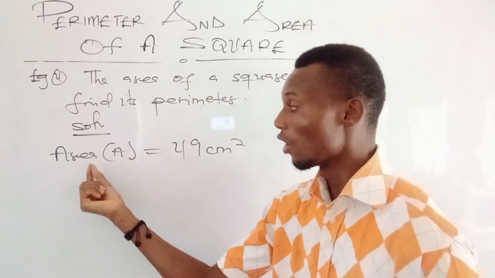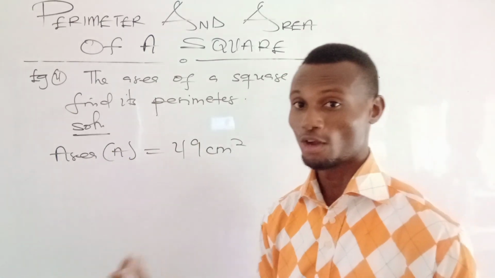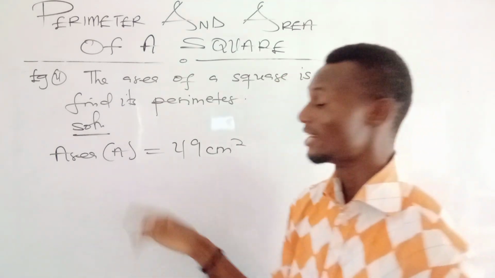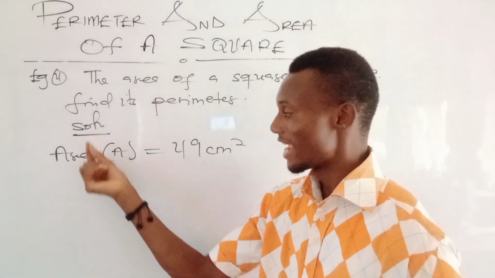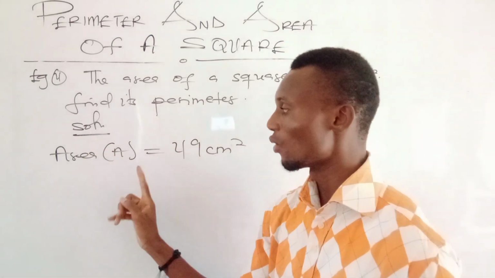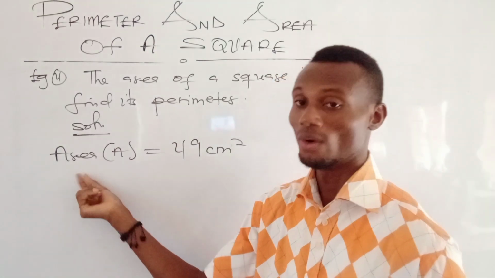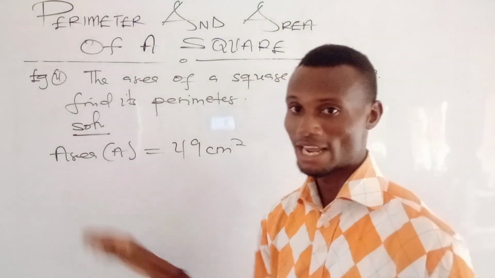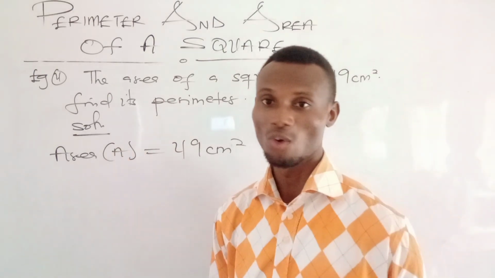So don't write only A, because A can represent a lot of things, so you have to define the A that you are using, by writing the area in full, then in brackets A. In this way, we know that the A is being defined to be area, so don't write only A there, write area in full, then in brackets the A. That is the right way to go about it.